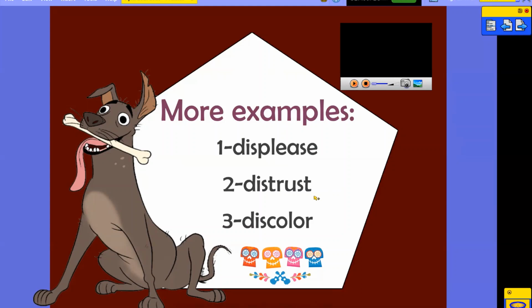And number 2, distrust. If I say distrust, it means the opposite of trust, which is breaking the trust or lying or anything that means distrust. Number 3, discolor. Of course, we know that color means it's very vibrant, but if I say discolor, it means there is no color. You see how 3 simple letters have big meaning? I'm going to give you 30 seconds to write one sentence using one of these words.